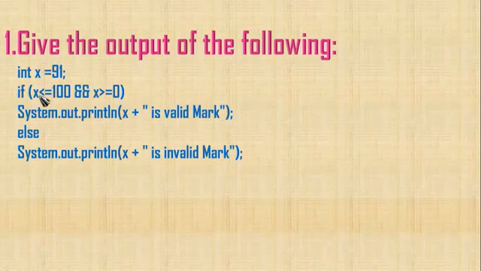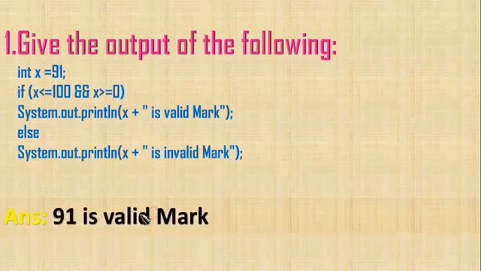So here the condition given is x is lesser than or equal to 100 and x is greater than or equal to 0. So when AND is given, both the conditions to be satisfied, otherwise it will not run. So 91 is lesser than 100, that is true, and then 91 is greater than 0, it is true. So when it is true, it will print this message, that is x is 91 plus is valid mark will be given as the result. 91 is valid mark. So here you can see one space is there, so that one space is left here also. Let us execute this and confirm the result.